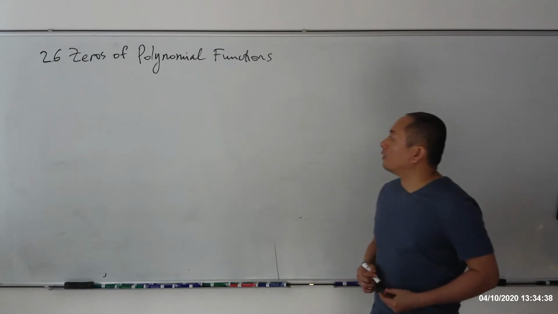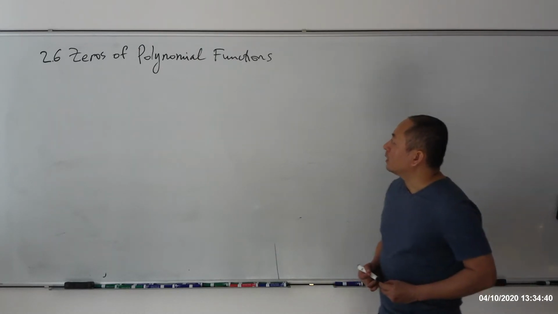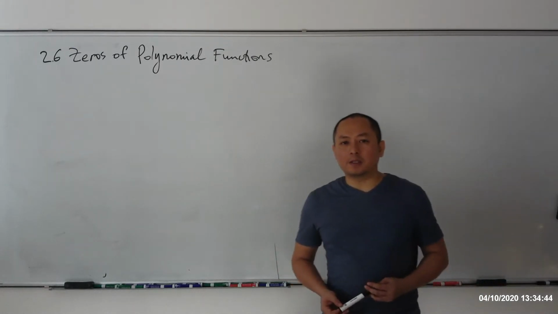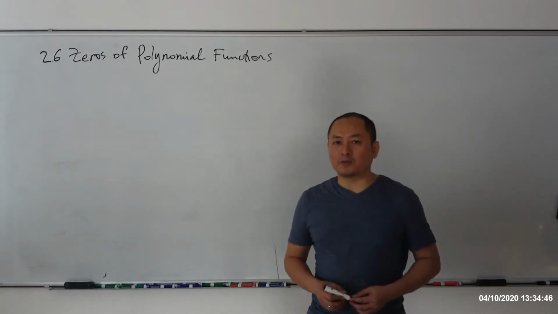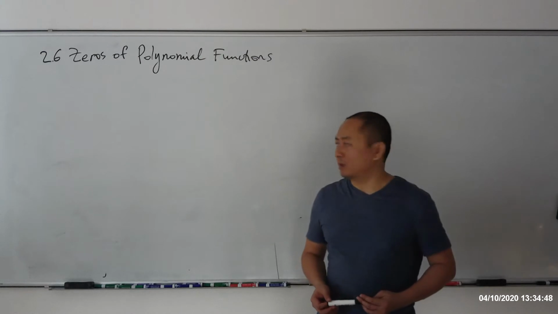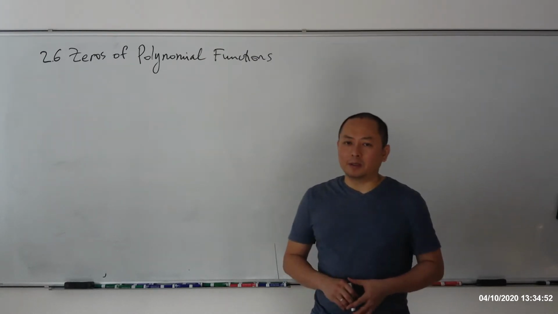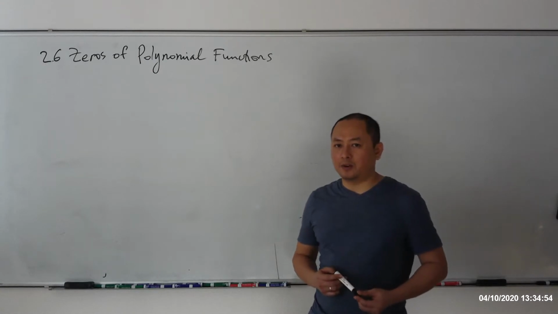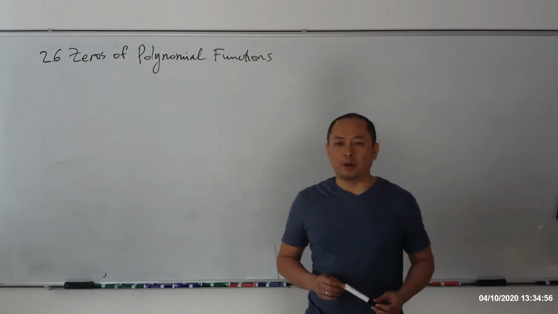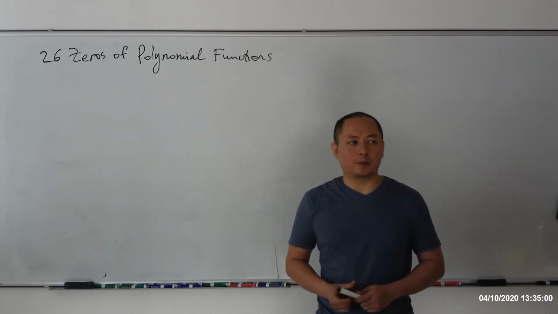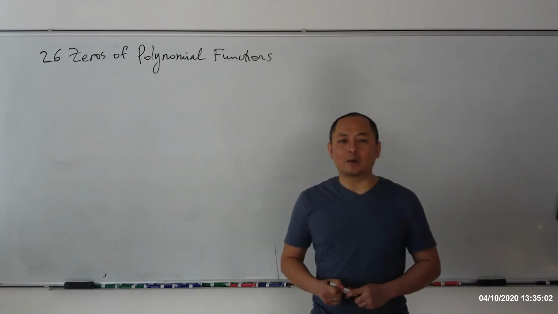Today I'm going to cover section 2.6, zeros of polynomial functions. I claim that this is the most important section of chapter 2 in our course. Second, I claim that the textbook provides a lot of theorems in this section, and I won't be able to cover all the theorems because some of those I personally believe are really not worth being a theorem.